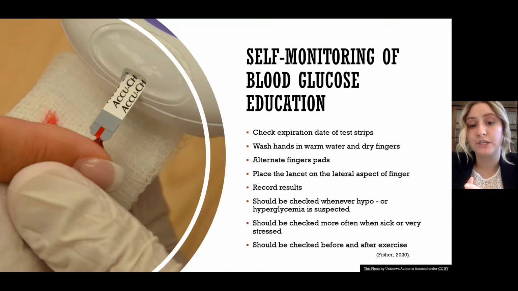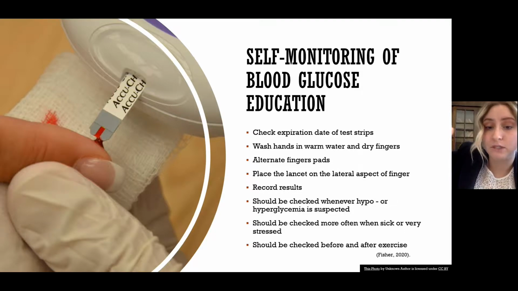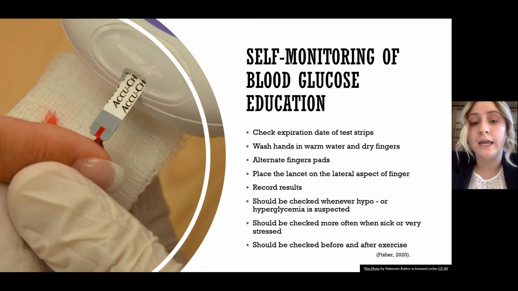So again, check the expiration date, wash hands with warm water and dry the fingers. Alternate finger pads. Place the lancet on the lateral aspect of the finger. Record the results. And this should be checked whenever hypo or hyperglycemia is suspected. It should also be checked more often when sick or very stressed. And it should be checked before and after exercise.